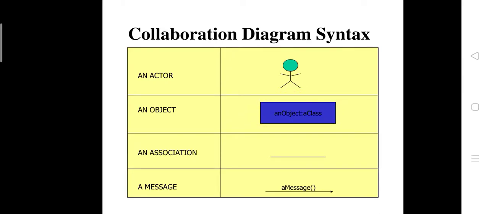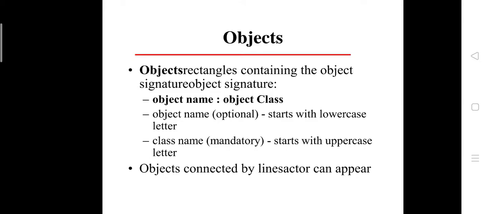Then an association, that is a link, is represented through a line between the objects, and on that link we write down the messages which are sent and received between the objects. So we can say these are the exchanges between the objects. Now we will see the elements of our collaboration diagram one by one.